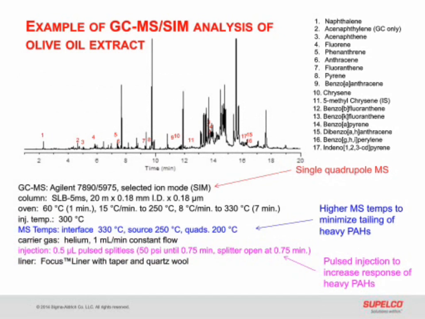Here we have an example of a chromatogram in selected ion mode done by GCMS for the analysis of olive oil. Now, this was spiked with 17 different PAHs. As you can see, due to the absence of background, we were able to quantify and identify the 17 PAHs. Note that this is done on a single quadrupole MS at a higher mass spec temperature to minimize the tailing of the heavy PAHs, and a pulse injection was done to increase the response of the heavy PAHs.